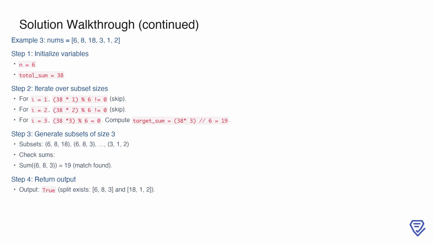Checking the sums of these subsets, we find that the subset 6, 8, 3 has a sum equal to the target sum of 19. This means we can split the original array into two groups, with one group containing this subset and the other group containing the remaining elements. Thus, a valid split exists, and the output for this example is true.